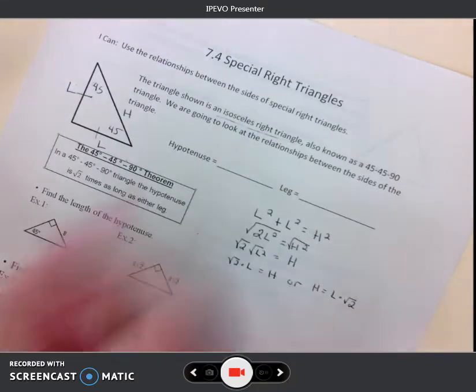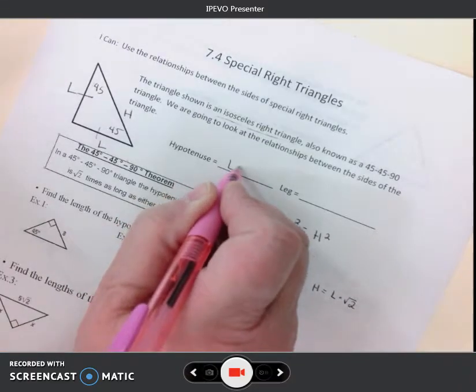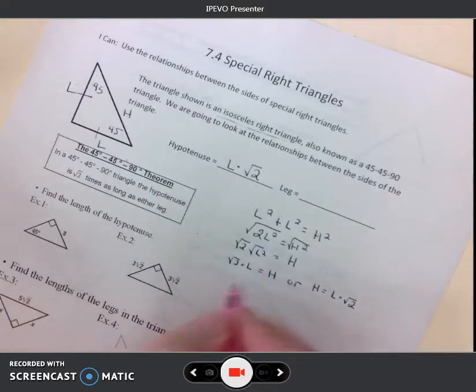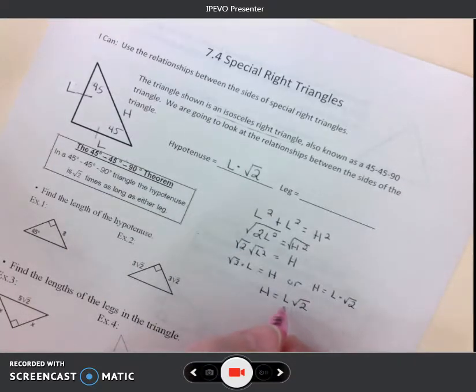So we now know a formula for the hypotenuse. To get the hypotenuse, we take the leg times the square root of 2. But if I have this formula that H equals L times the square root of 2, I can solve for L by dividing by the square root of 2 and get that L is H divided by the square root of 2.